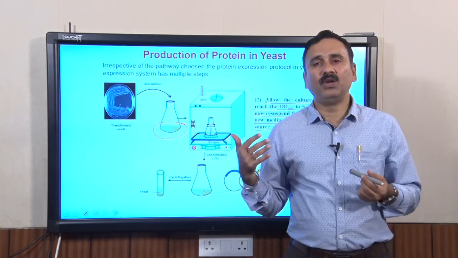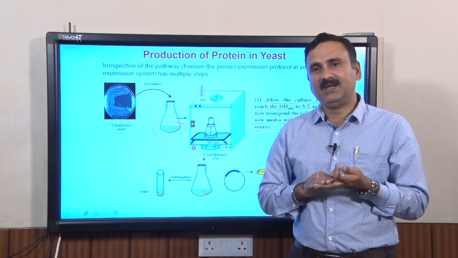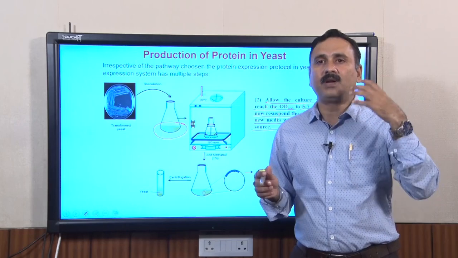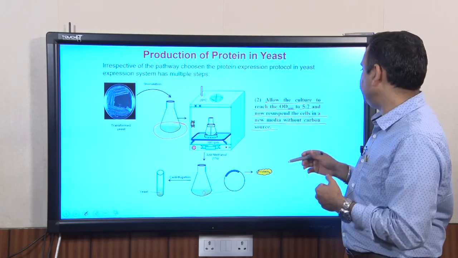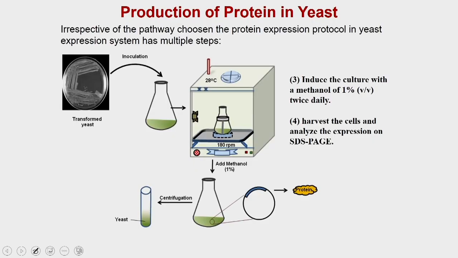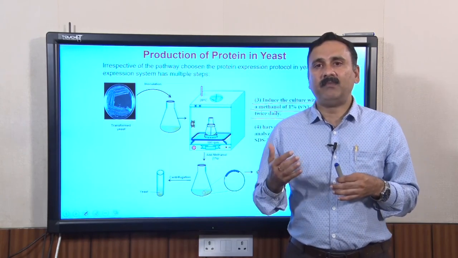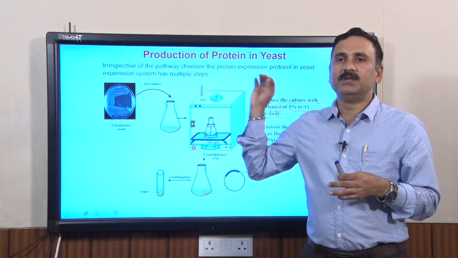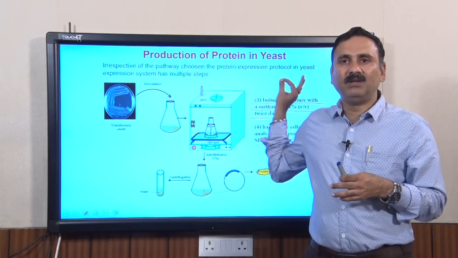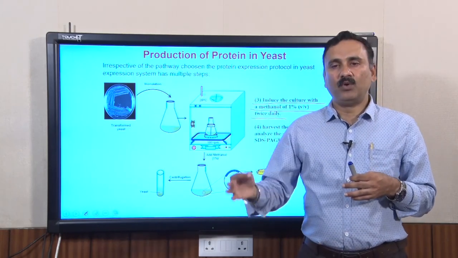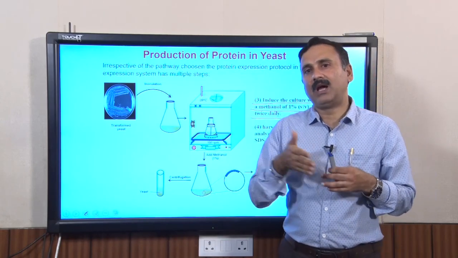and then you allow the yeast to grow to an OD of 5 to 6. Once it reaches an OD of 5 to 6, you pellet down these yeast cells and put them into a new media, and in this new media you are not going to provide glucose or other carbon sources. Instead, you induce the culture with 1% methanol, twice daily. You know that methanol is very toxic, but these particular strains have the ability to metabolize methanol, so you use only a very small quantity, 1% twice daily, and that will induce the promoters of AOX1 or MOX, and that will allow the production of the protein.